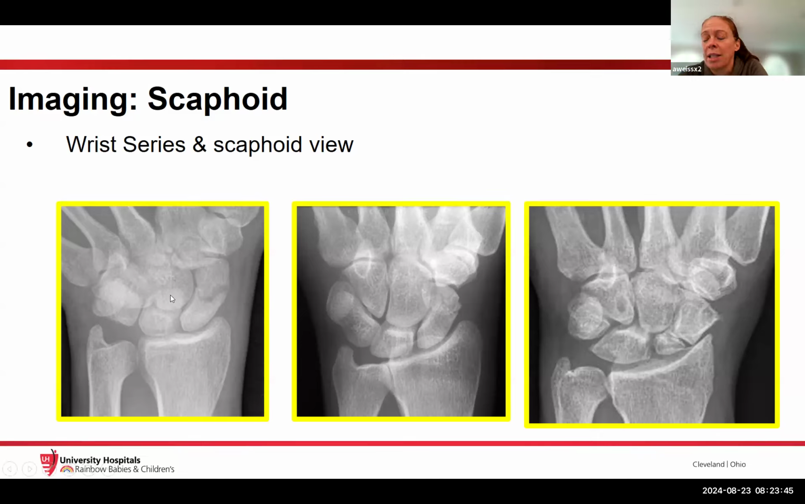And the same applies to higher level athletes. So often your Division I or your national level athletes, even with a waist fracture that's non-displaced that could potentially do fine, oftentimes they will get a screw to start with. But the waist fractures and the distal pole fractures, certainly we can try to manage without surgical intervention.